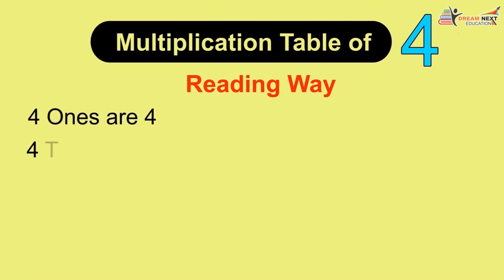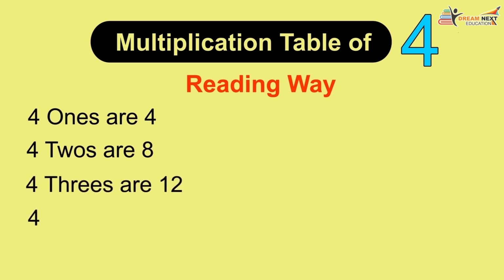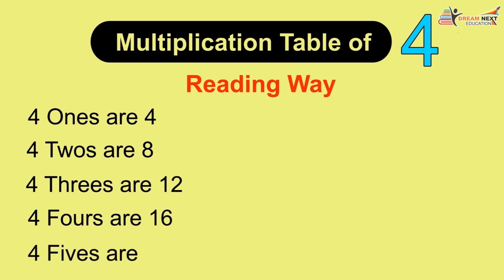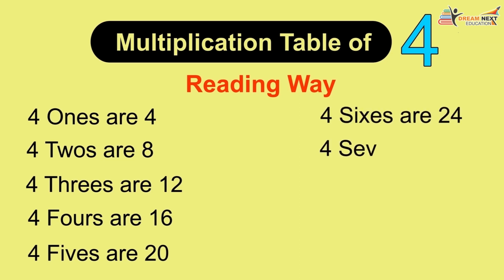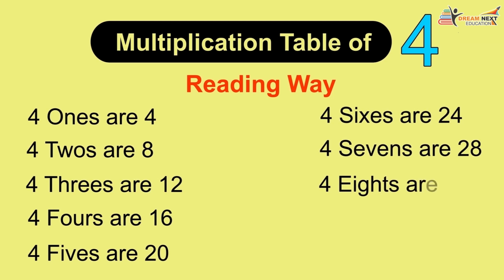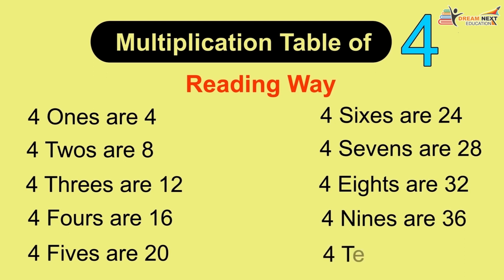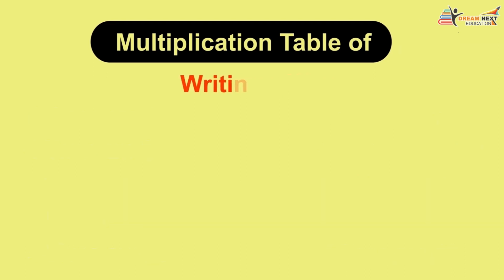Multiplication table of 4. Reading way. 4 ones are 4. 4 twos are 8. 4 threes are 12. 4 fours are 16. 4 fives are 20. 4 sixes are 24. 4 sevens are 28. 4 eights are 32. 4 nines are 36. 4 tens are 40.